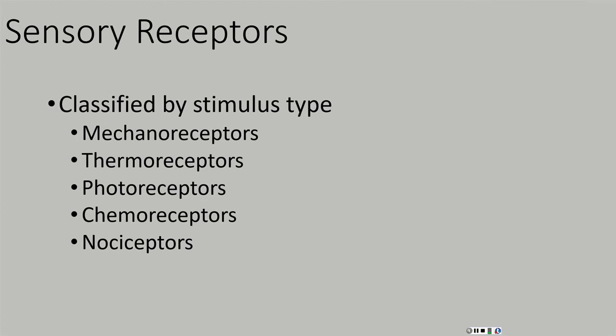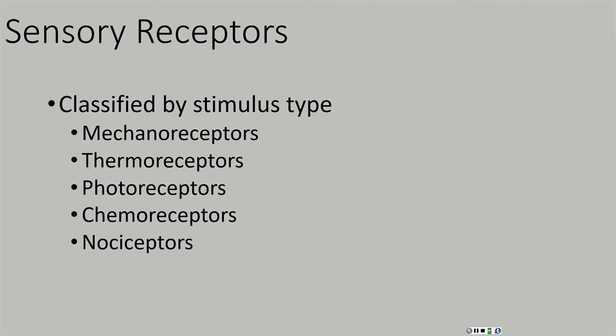So let's look at different types of sensory receptors. And we can classify sensory receptors a few different ways. One way that we can classify them is by what type of stimulus they detect. And we can see a list here.